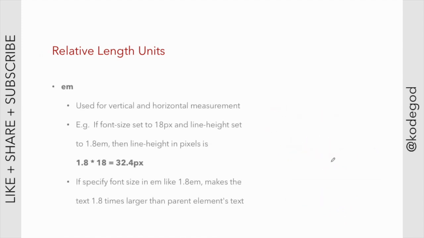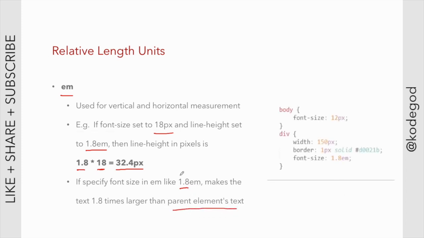Then we have the relative length unit, em. We know that by default browsers, at least the Chrome browser, have 16px as the default font size. But in case your font size is set to, let's say, 18 pixels, and line height is set to 1.8em, then the total line height in pixels is 1.8, which is em, multiplied by the font size. So it gives you 32.4px. So again 1.8 becomes the multiplier over here, and the default value is taken from the text of the parent element. So here is one example.